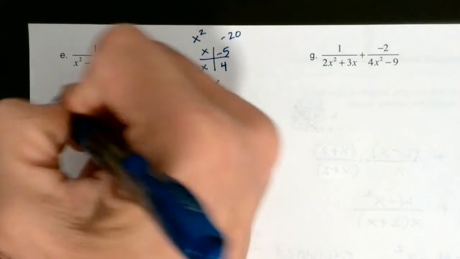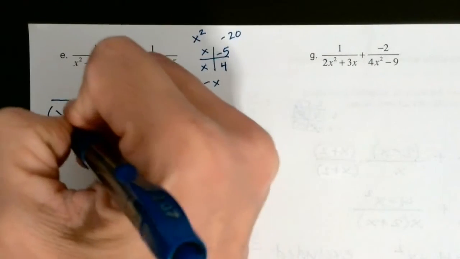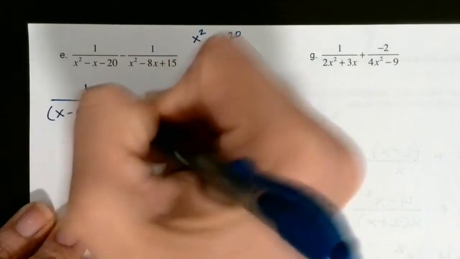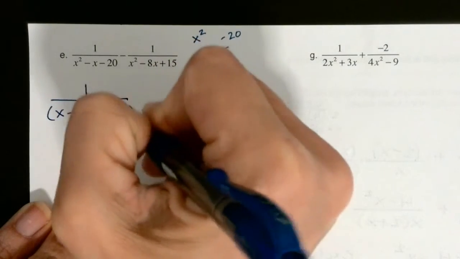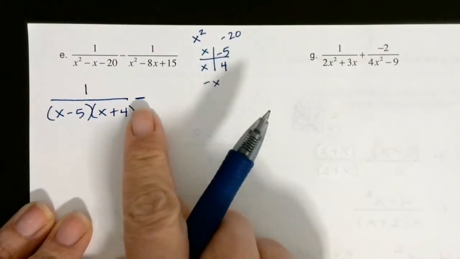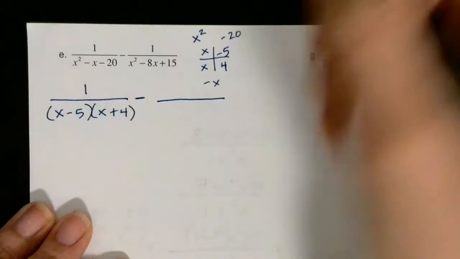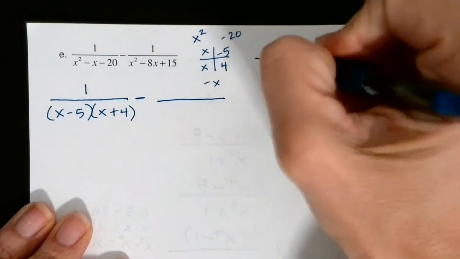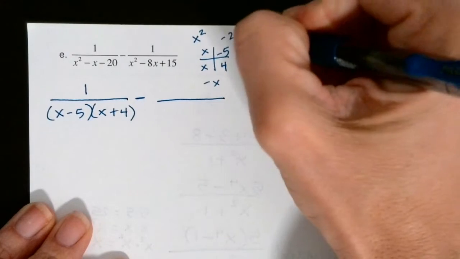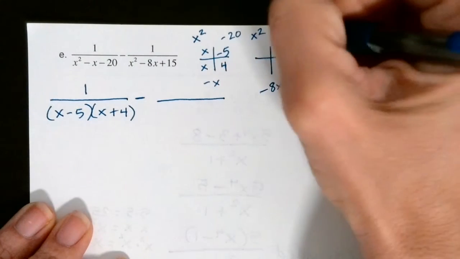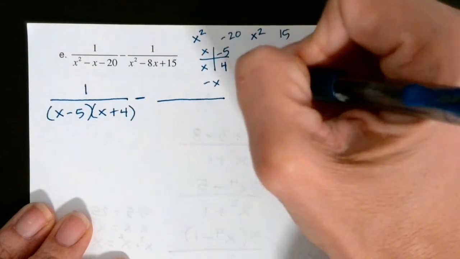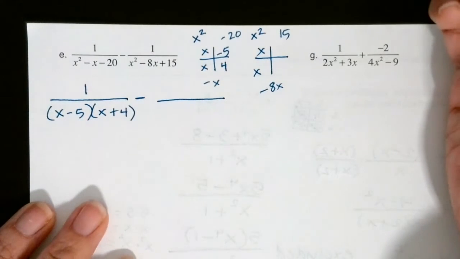Okay, so this one's going to be x minus 5 and x plus 4 minus, whenever I see a minus, I kind of set up a red flag in my head because I know I'm going to have to be really careful with my math there. Minus 8x, 15, x and x.